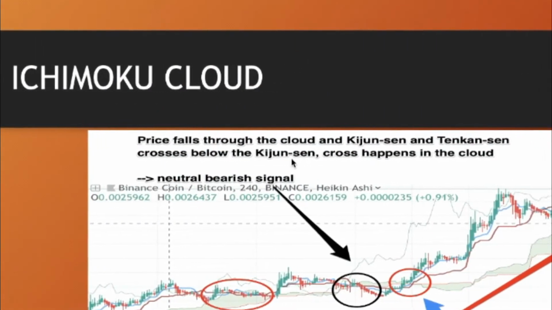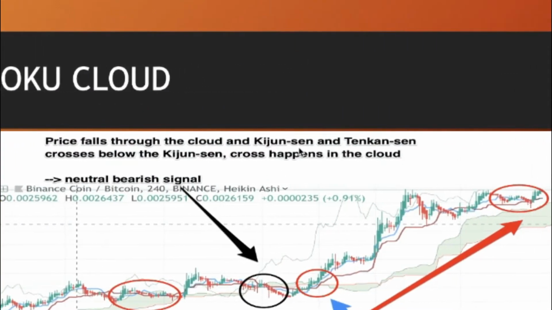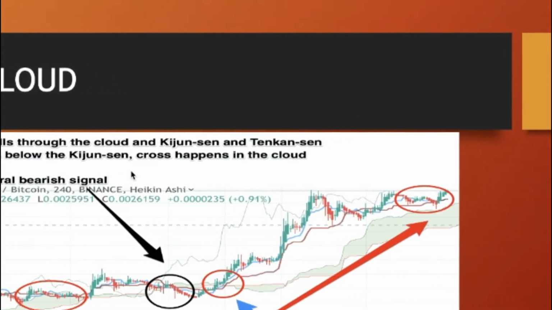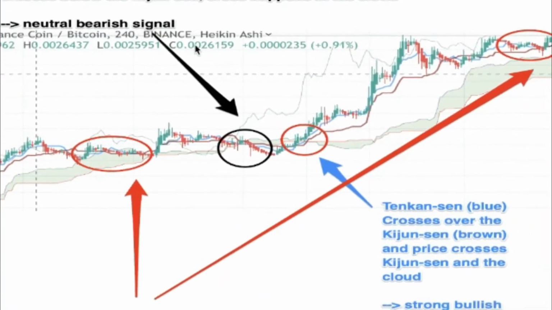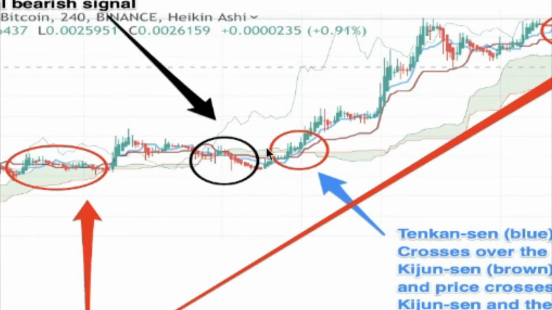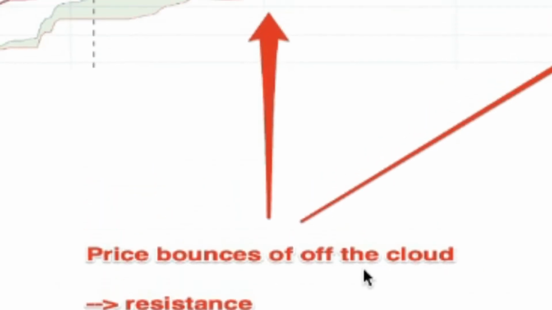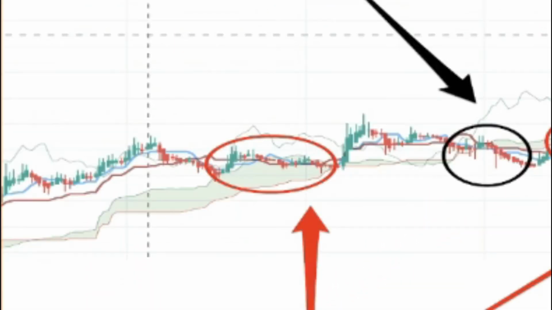If price falls through the cloud and the Tenkan-sen crosses below the Kijun-sen, and the cross happens in the cloud, that is neutral bearish. If you are crossing from cloud to cloud, going up and down, that's just neutral. If price bounces off the cloud, that's resistance. If we are bouncing in the cloud, that means we are finding strong support. We usually bounce in a cloud.